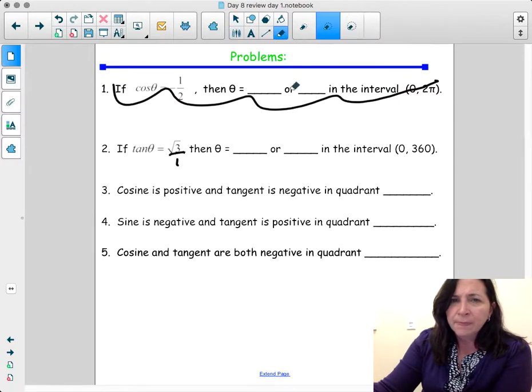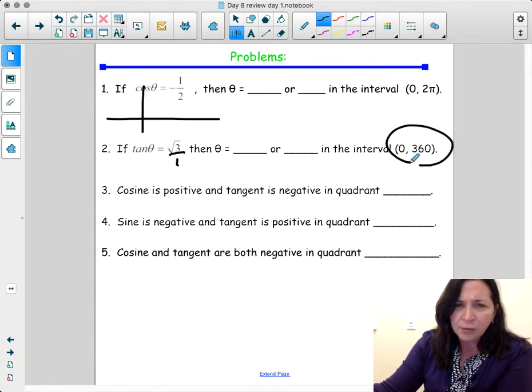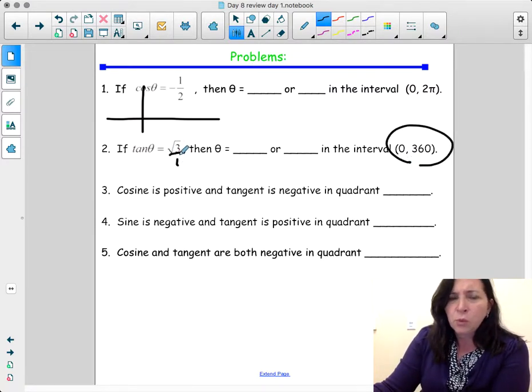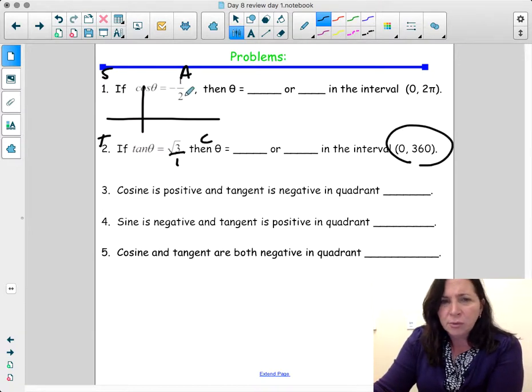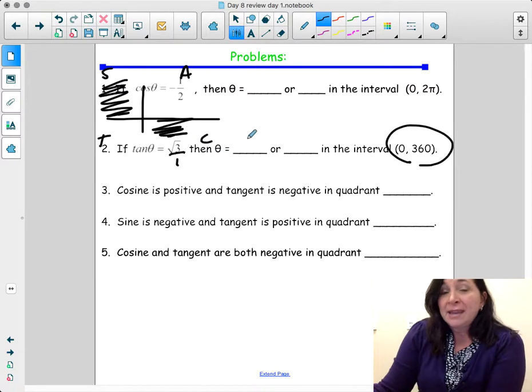So I'm going to erase this so I can draw in between here. I'm going to draw a graph. And it says that theta is between 0 and 360. And this looks like it's a positive root, right? So therefore, I'm going to think all students take calculus. So tangent is positive in which quadrants? 1, so here and here. So that means it can't be down here and it can't be down here because that would make it negative.